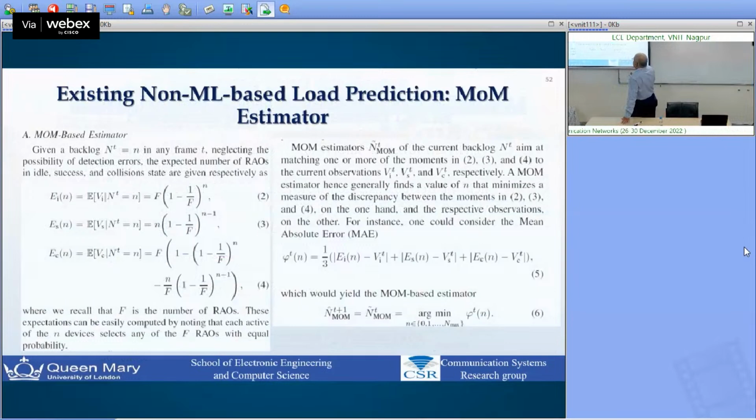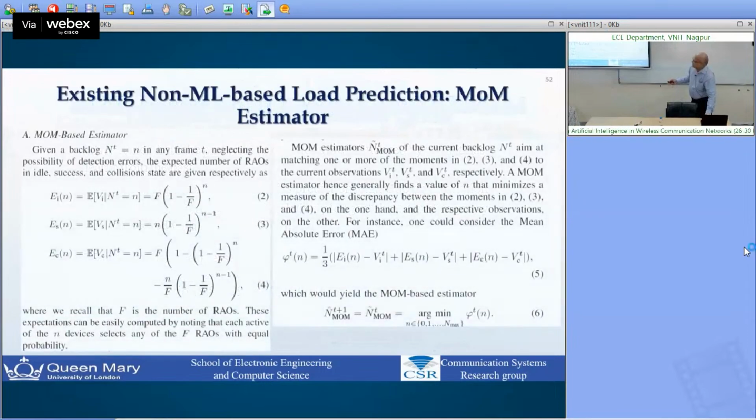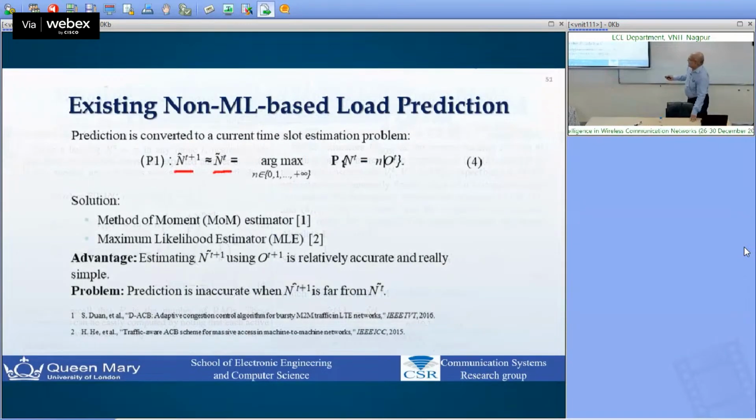We are going to minimize the mean error: for which value of n is this function minimum? That is the estimator. This is the method of moment estimator, to estimate the load. Similarly, you can estimate using maximum likelihood. The maximum likelihood estimator is in this paper.